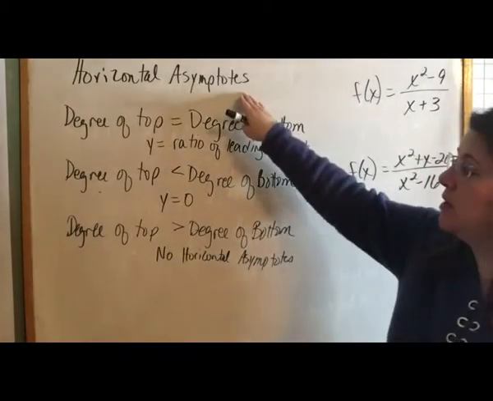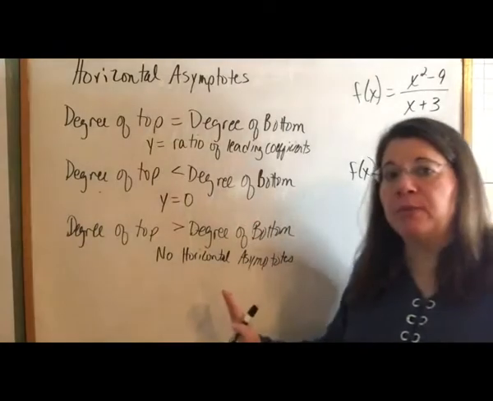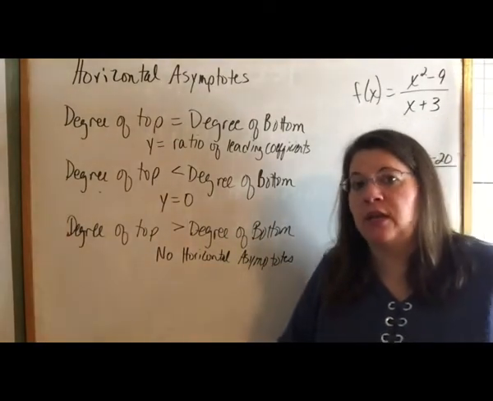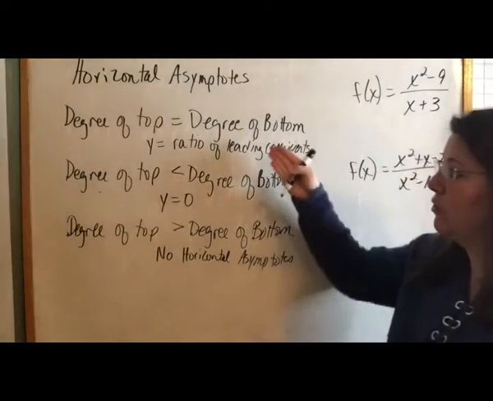In a horizontal asymptote, there are 3 things you're going to have to memorize. There's no way around it. You're just going to have to memorize when you have horizontal asymptotes. And these are the 3 things.